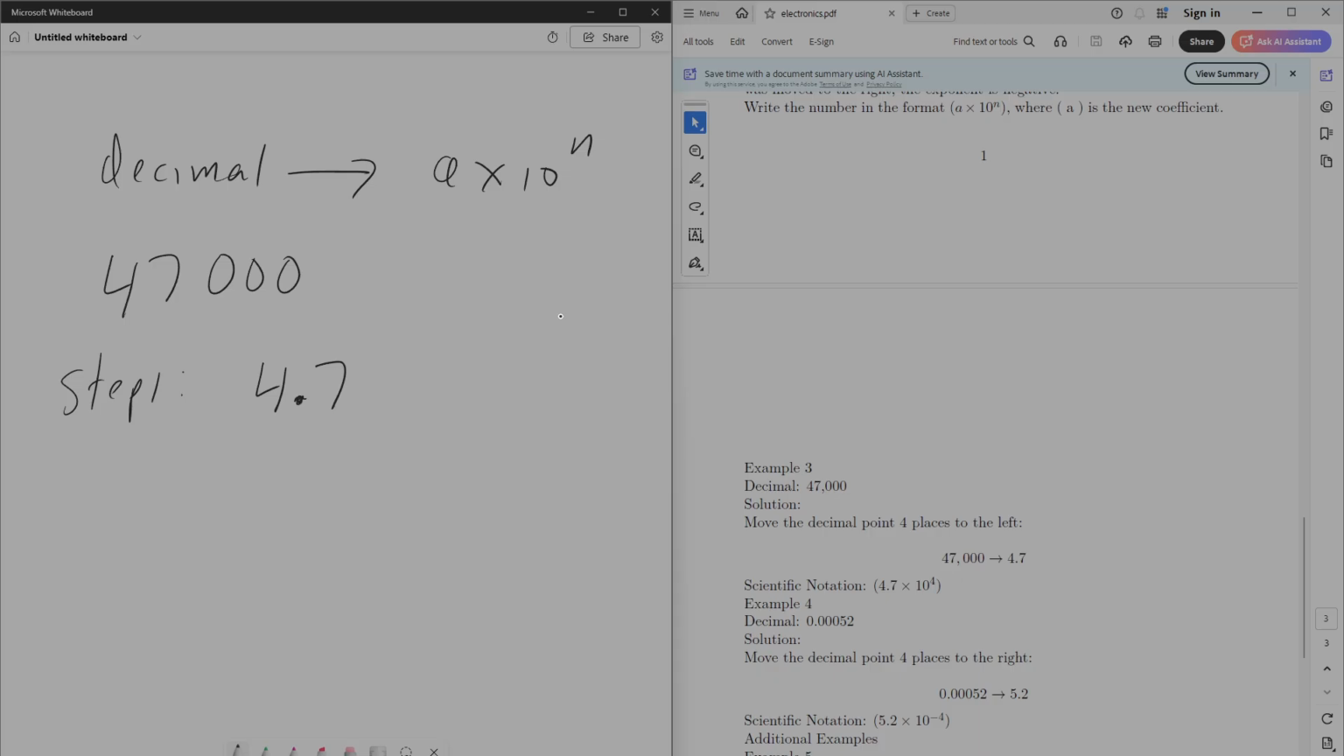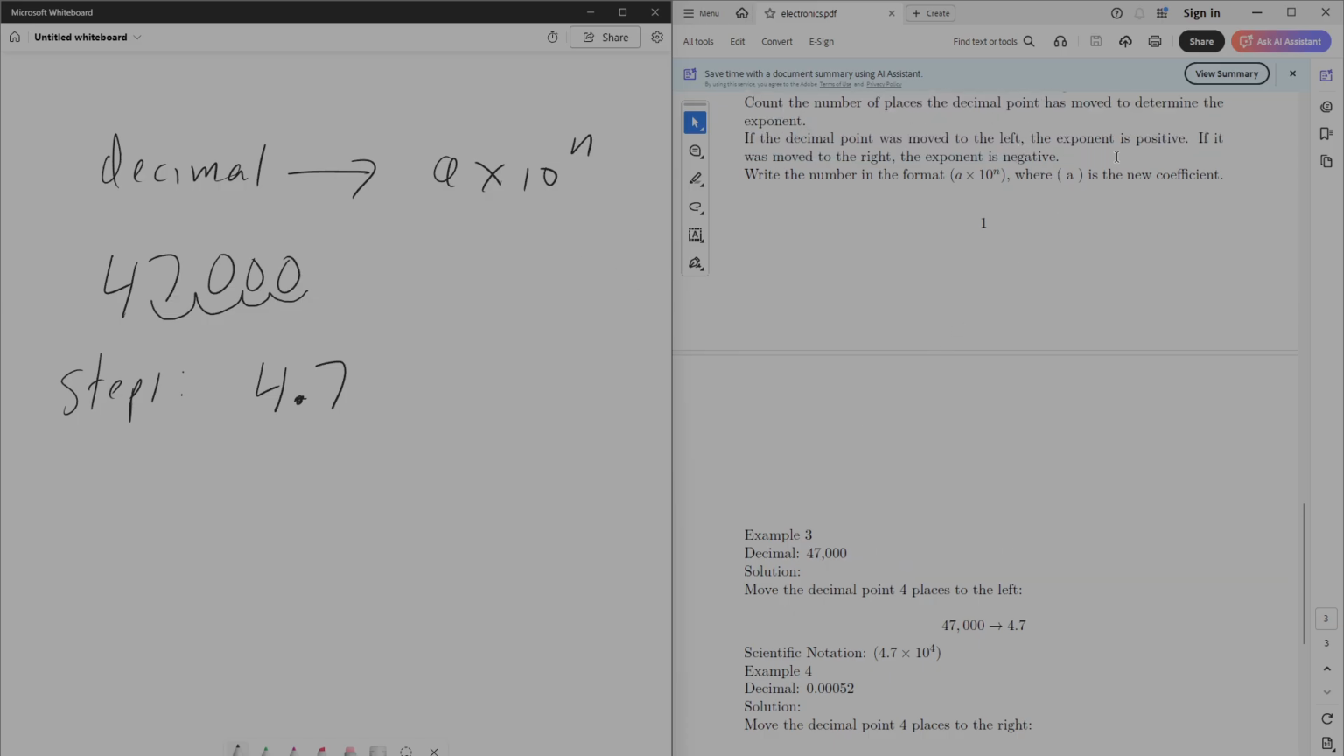So 4.7, that means that the decimal point is here. 1, 2, 3, 4. It was moved to the left. So what did we say to the left means? That means that the exponent is positive. How many times? 4 times. So step 2, the exponent is positive 4. So the final step is to write the number. This is equal to 4.7 times 10 to the 4.